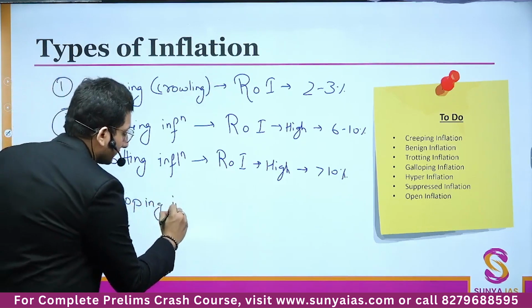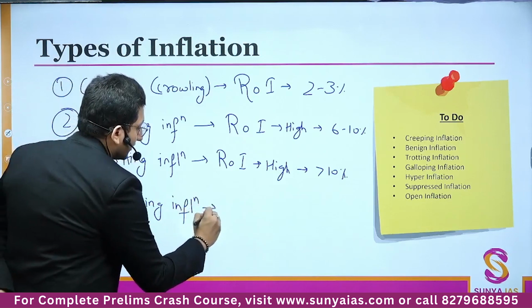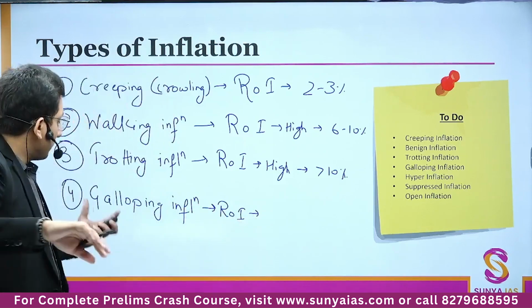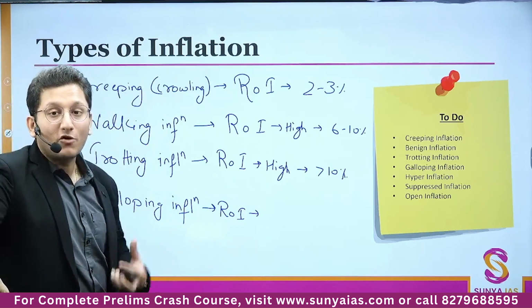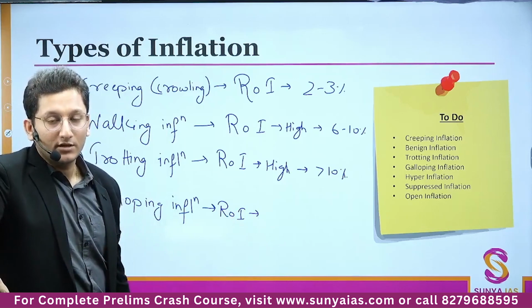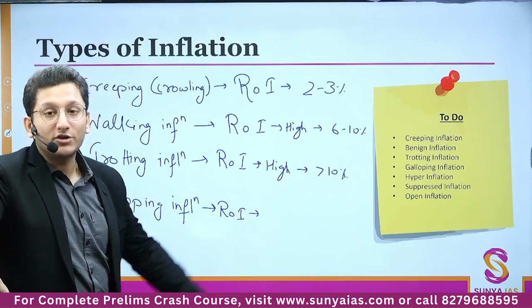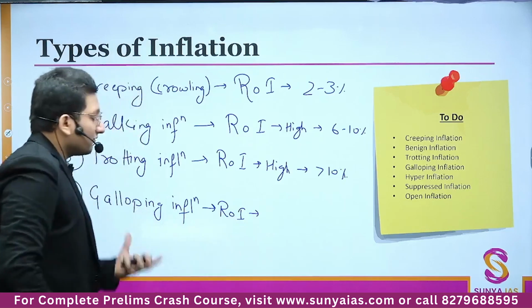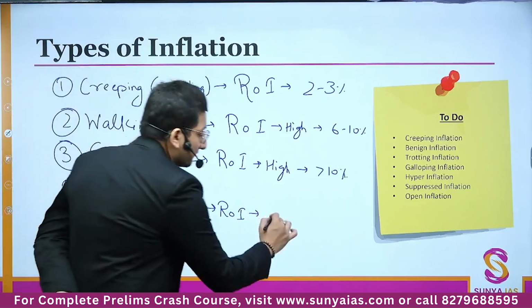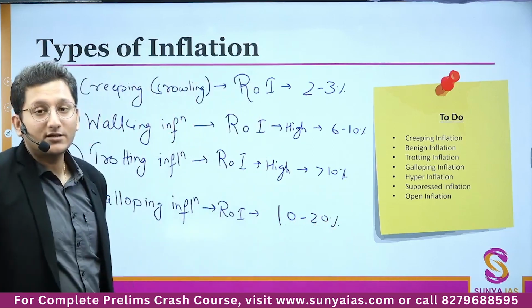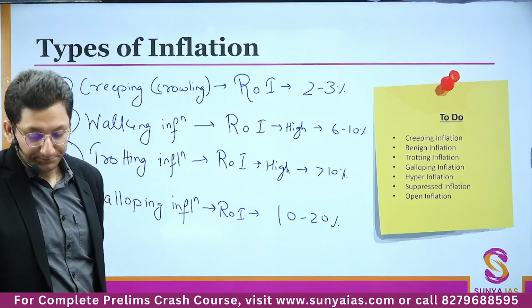Galloping inflation. Now here the rate of inflation is when the prices of goods and services are getting double and triple per annum, right? Dugne se tigne prices hote ja rahe hain ek saal ke andar, that we will call the galloping inflation, and the rate here is somewhere from 10 to 20%. Okay, har saal prices double or triple hote ja rahe hain.